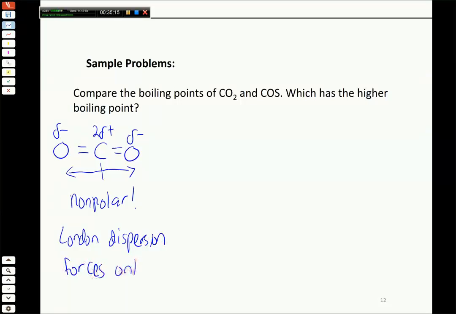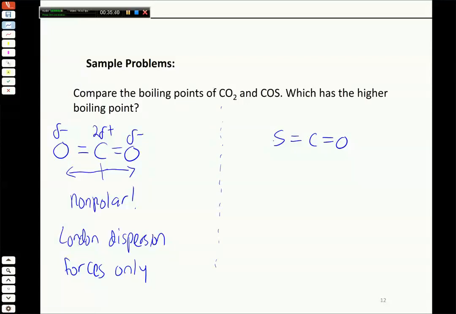So any substance that's nonpolar, if it's just a monoatomic substance like a noble gas, or if it's any sort of nonpolar molecule, it's going to only have London dispersion forces. Now let's talk about COS. So COS is still a linear molecule. We're just replacing oxygen with its heavier group 6 analog, sulfur. I'm leaving out a bunch of lone pairs, so hopefully that doesn't bother anybody too much.